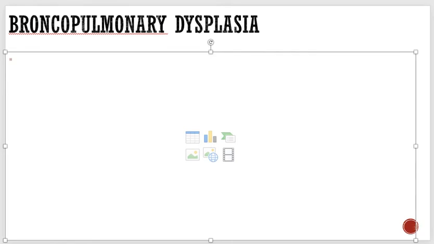These patients have a different type of definition. First of all, this is also called chronic lung disease. As I told you, it's a chronic type of condition, and the other name is chronic lung disease. It has a definition which requires a lot of days to diagnose.